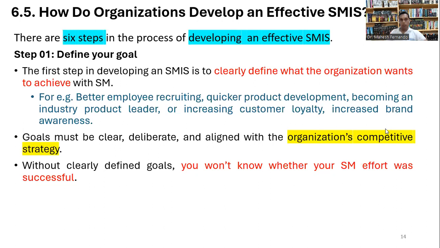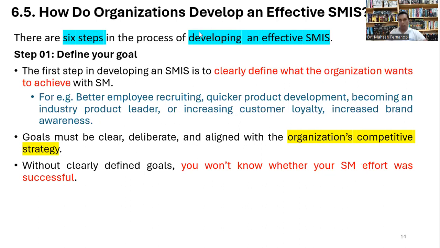How do organizations develop an effective social media information system? Now we have gone through social media and identified the importance of social media, and how revenue generation can be done in social media. How can we create an effective social media information system? There are 6 steps in the process of developing an effective social media information system. Step 1 is to define your goal.